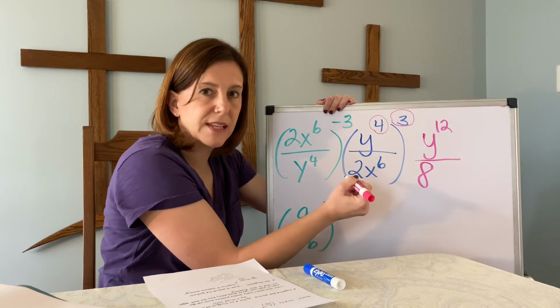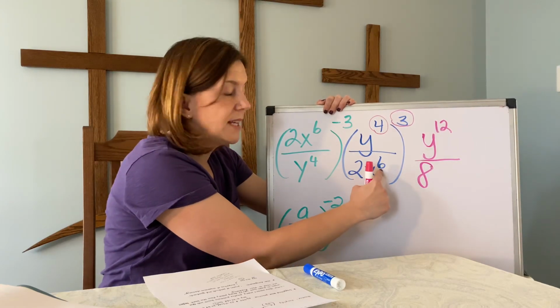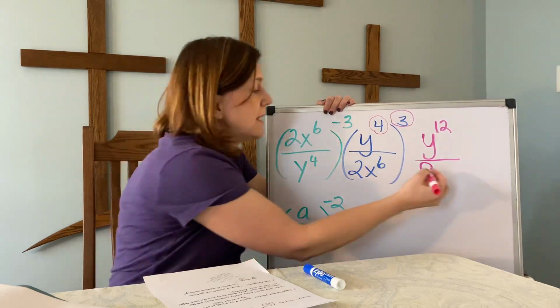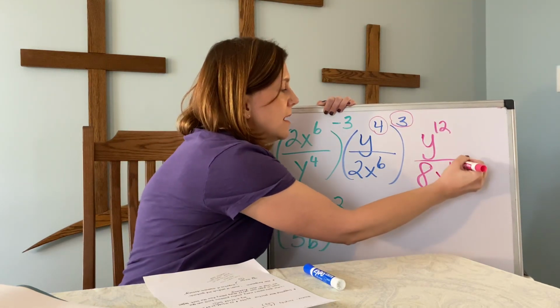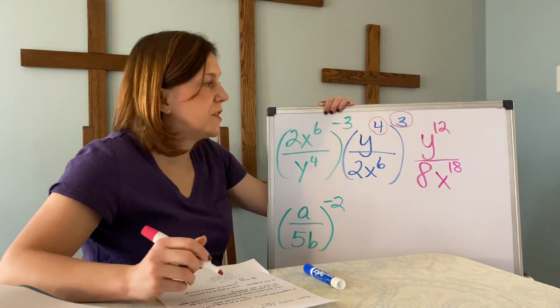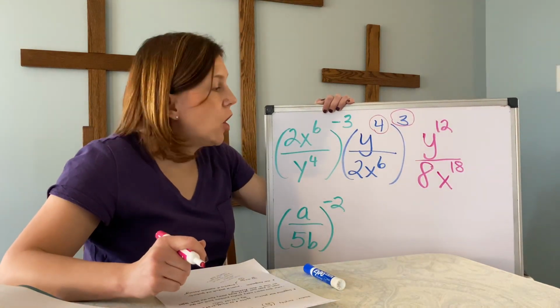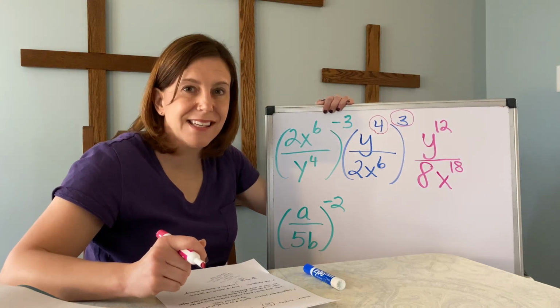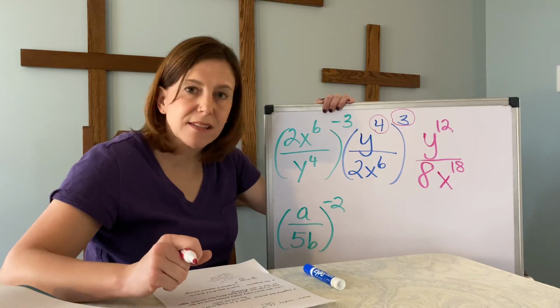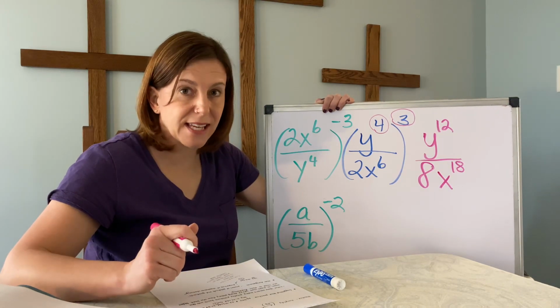I'm going to solve that in the same step. And then x to the 6th raised to the 3rd power means I multiply those exponents and I get this. So my final answer for this problem is y to the 12th over 8x to the 18th. Of course, I would look to see if I could reduce or simplify, and I can't. This is as simplified as it can get.